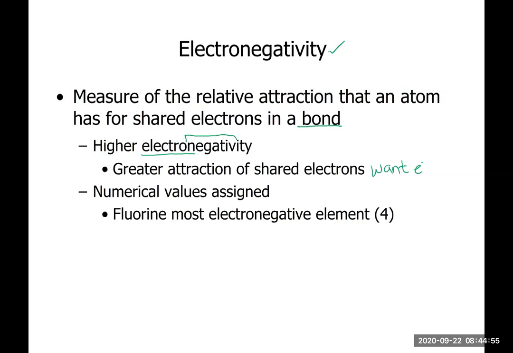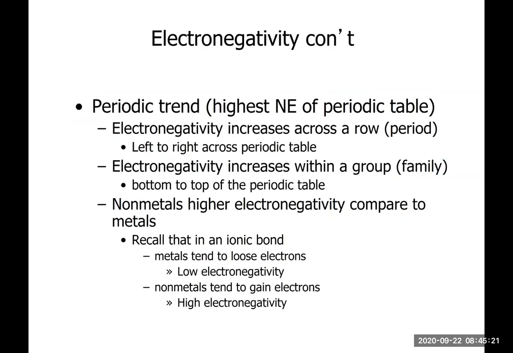They want negative charge. And we assign numerical values because this is quantitative. So fluorine is the most electronegative on the periodic table, with a relative electronegativity value of 4. That means that, again, we have a trend that's going to increase from left to right and bottom to top, because fluorine is in that top northeast corner of the periodic table.